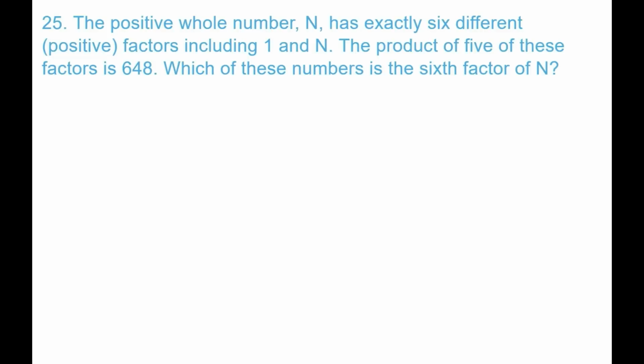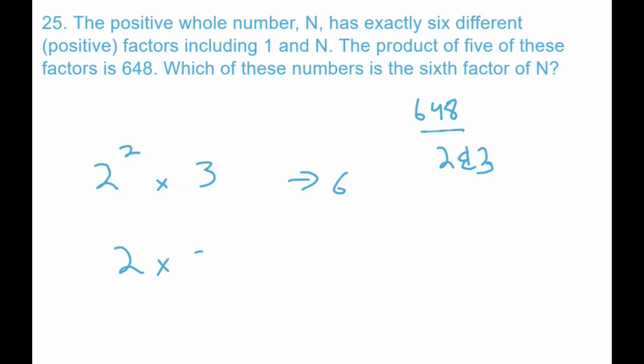Now, 648 is divisible by both 2 and 3. So that means that in the prime factorization of n, there's a 2 present and there's a 3 present. Now, using what you learned in the factors video that we have on our channel, either the prime factorization of n is 2 squared times 3, as that gives us 6 factors, or it's 2 times 3 squared, as that also gives us 6 factors. Let's try each of these examples.